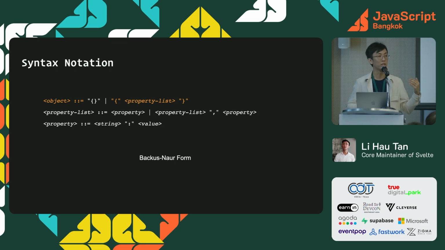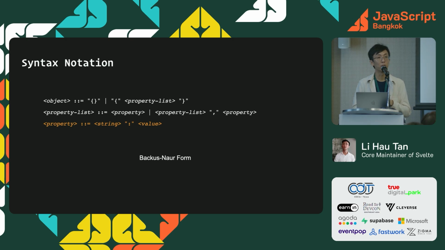And then you ask me, what is inside a property list? Well, the syntax for that will be either one property or multiple properties, or a property list with a comma and then a property, right? And you can see that there's some recursiveness in the syntax as well. And how do you describe the syntax for property? It can be a JSON string with a colon and then the value, right? So you roughly get the idea of a syntax notation of a JSON string, right?